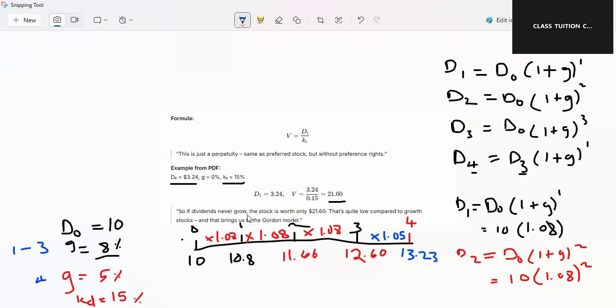Now, we want to know the value of stock today. So we need to discount these using what we call Gordon's model. I'll get to that later on. But for now, I just needed you to have this foresight of having to calculate our dividends using the constant growth model.